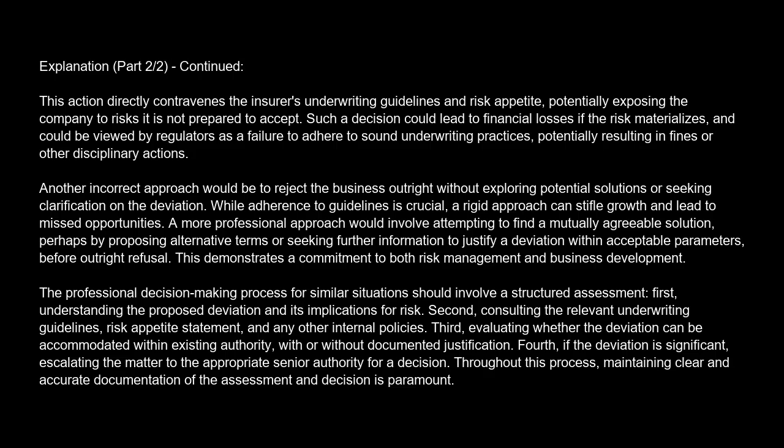A professional decision-making process for similar situations should involve a structured assessment. First, understanding the proposed deviation and its implications for risk. Second, consulting the relevant underwriting guidelines, risk appetite statement, and any other internal policies. Third, evaluating whether the deviation can be accommodated within existing authority, with or without documented justification. Fourth, if the deviation is significant, escalating the matter to the appropriate senior authority for a decision. Throughout this process, maintaining clear and accurate documentation of the assessment and decision is paramount.